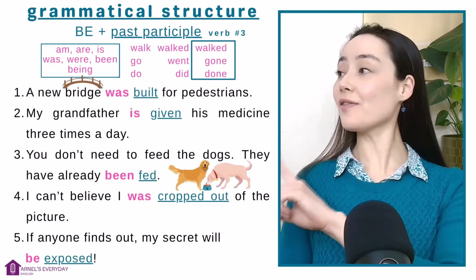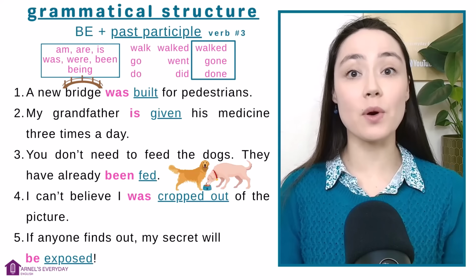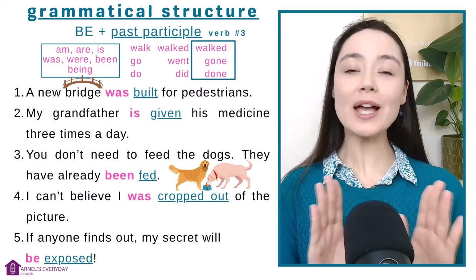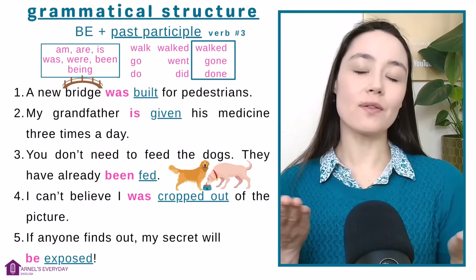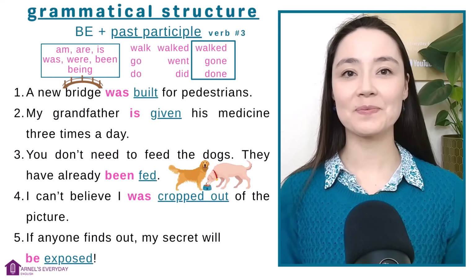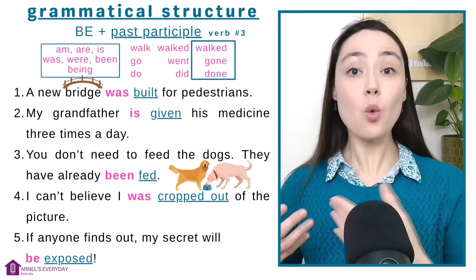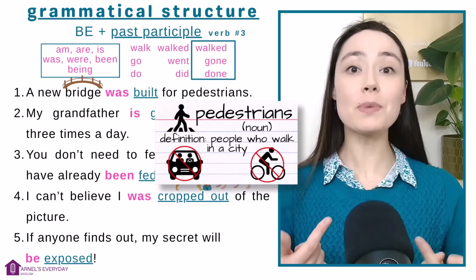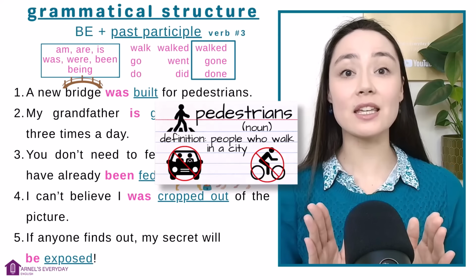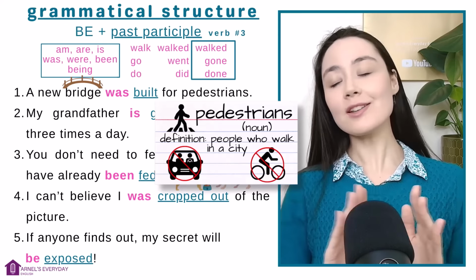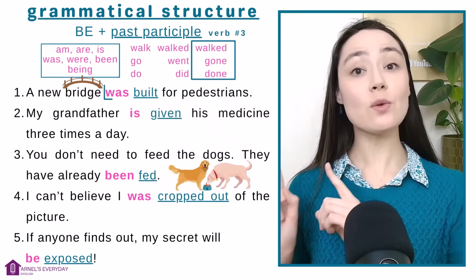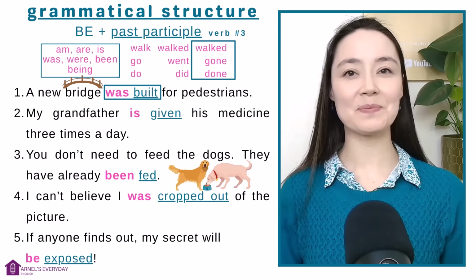Here are 5 sentences in the passive voice. We need to look at the structure. If you can recognize the structure, you are 50% there. A new bridge was built for pedestrians. Pedestrians are people who walk in a city. So not drivers, not cyclists, they are pedestrians. We see was plus past participle.